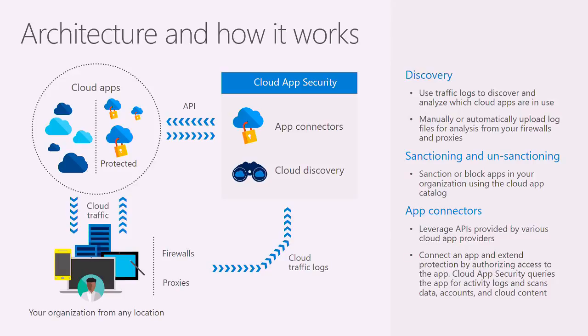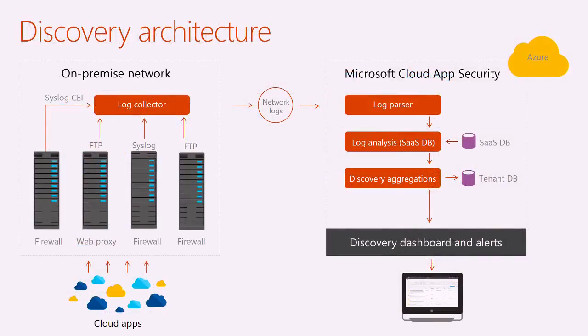And then we run that report into Cloud App Security. And right now, as you saw, we support all those different firewall proxies. Those are increasing all the time. Now, the discovery architecture, as I said, when we do that discovery, you have your on-premises network.